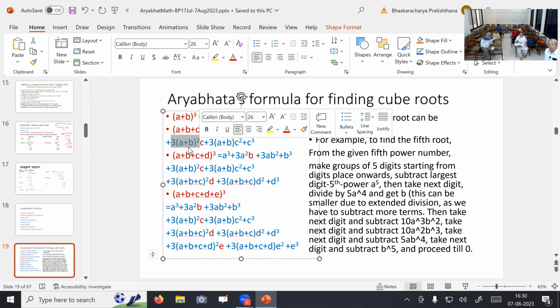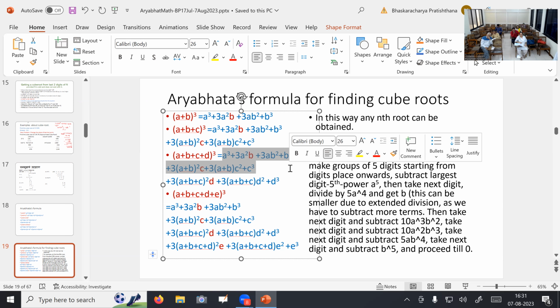Once you get c, you further subtract 3 into (a plus b) into c square and further subtract c cube. The effect of all this is you are subtracting (a plus b plus c) cube. That much you are subtracting. So after that subtraction, still suppose one more digit is there, suppose that is d. Then the meaning is if you subtract (a plus b plus c plus d) cube, then you should get 0. That is the actual idea. So far you have subtracted up to a plus b plus c. Then you have to find out d after this. Then you divide whatever remains by 3 into (a plus b plus c) square and get d.